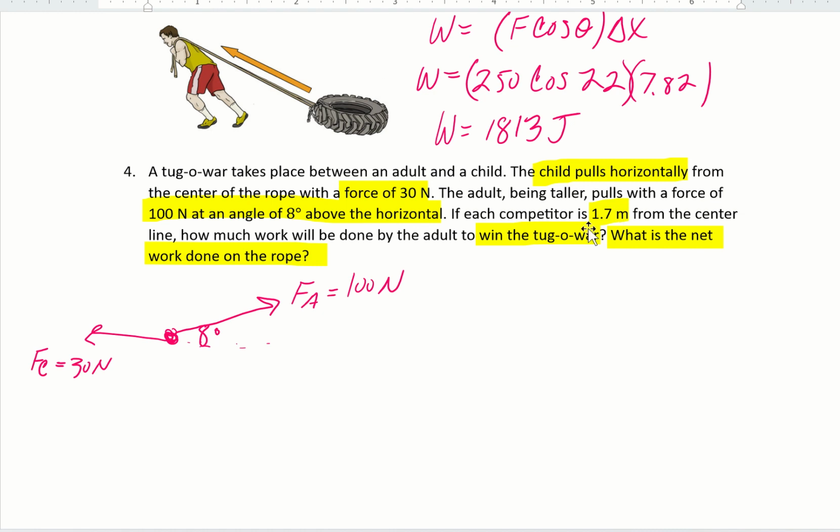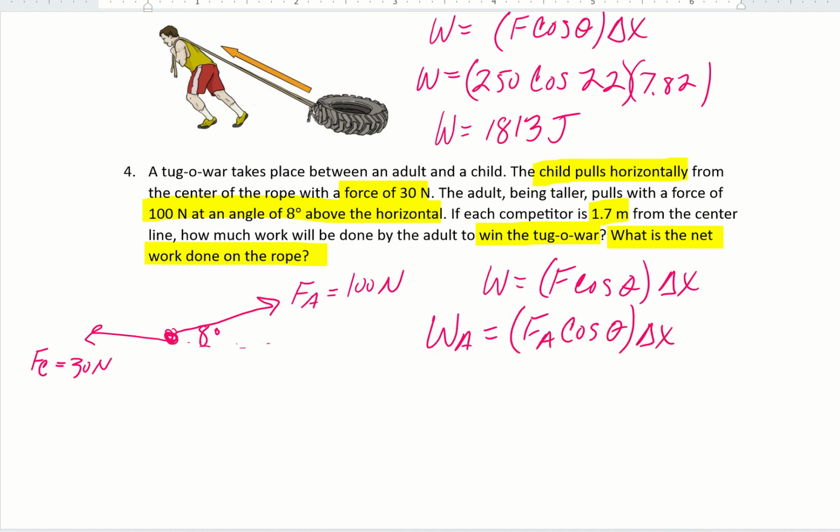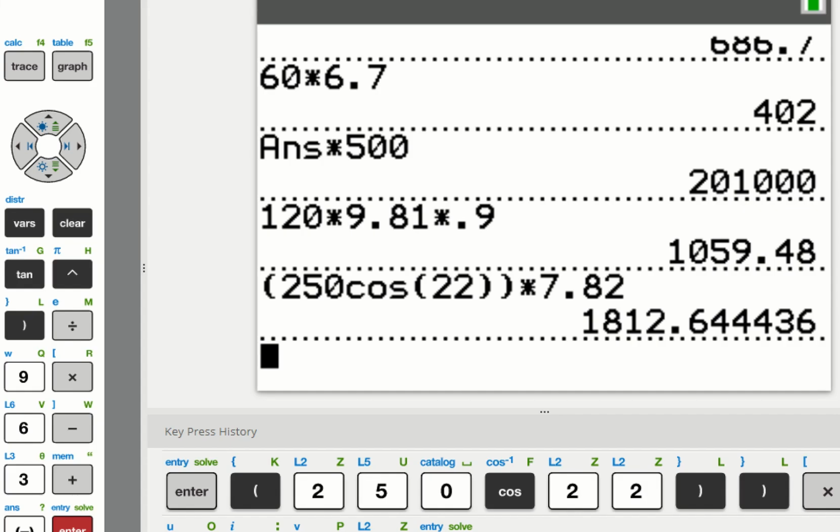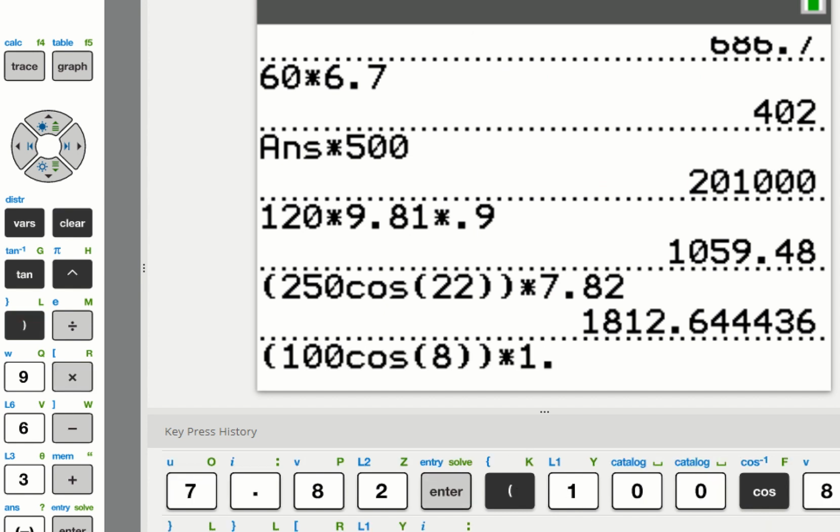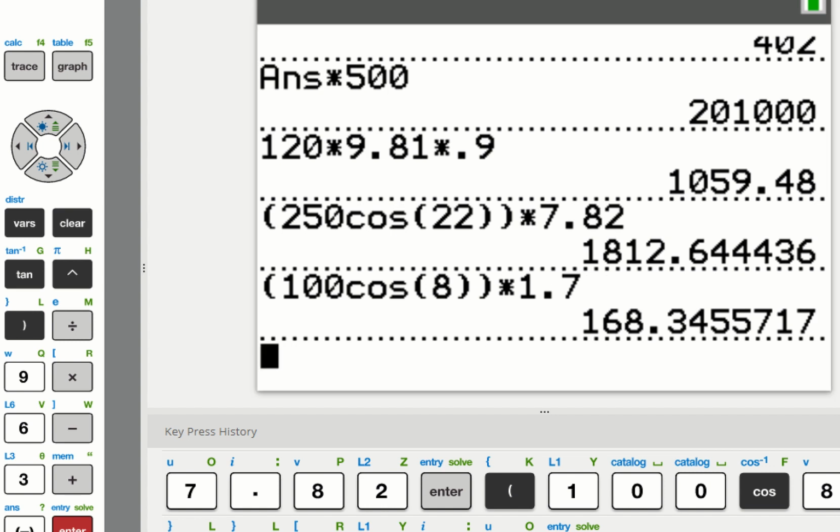So if I need to figure out what is the work done by the adult if they're going to win, work is equal to F cosine theta delta x. If I want to know the work of the adult, I need to use the force of the adult. So the work of the adult is 100 cosine 8, and then the displacement to win is 1.7 meters. So 100 cosine 8 times 1.7 is 168 joules.